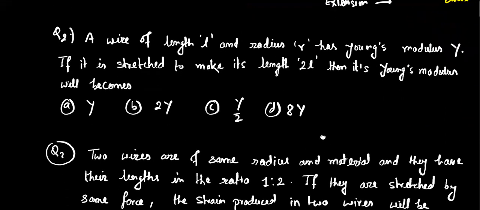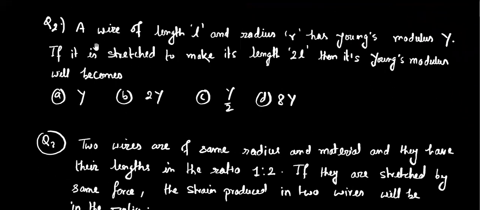So this is all about question number one, and here we are in question number 2. A wire of length L and radius R has Young's modulus Y. If it is stretched to make its length twice the original length, then its Young's modulus will be.